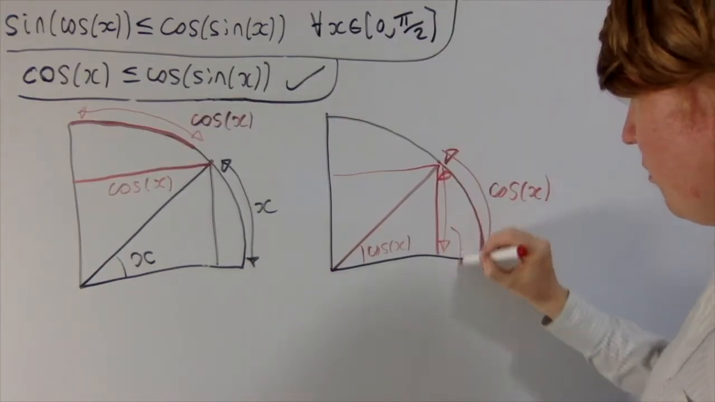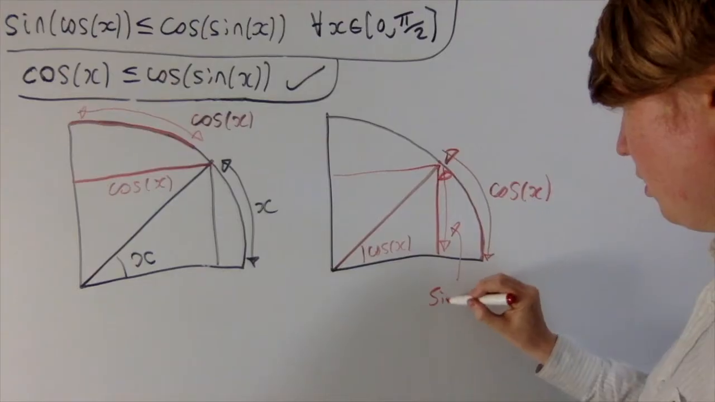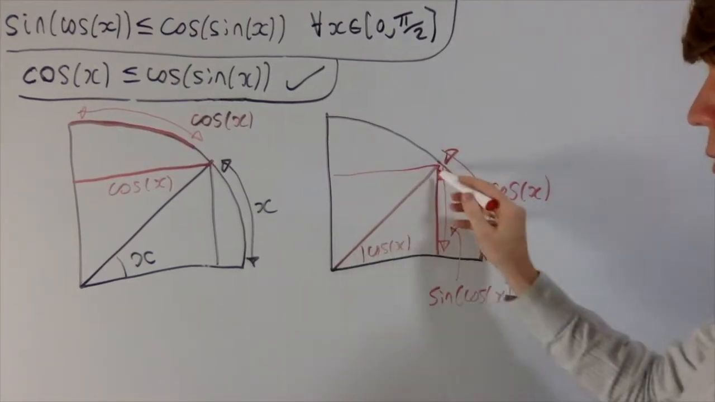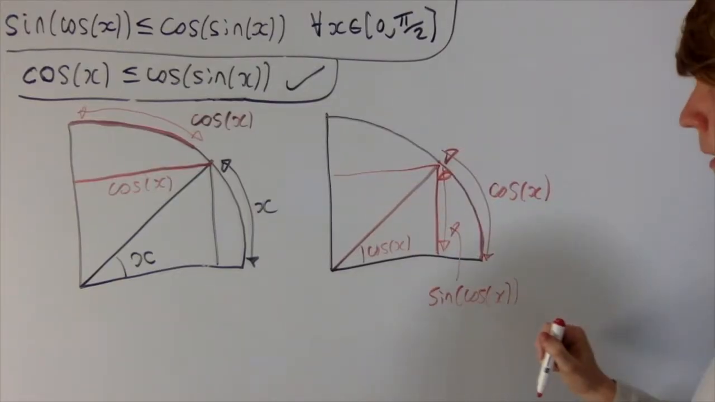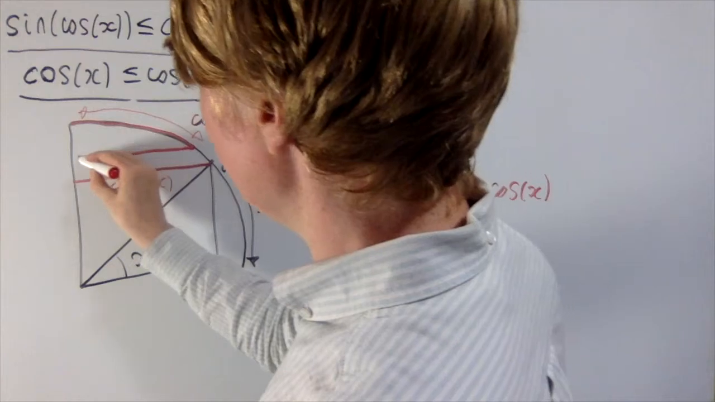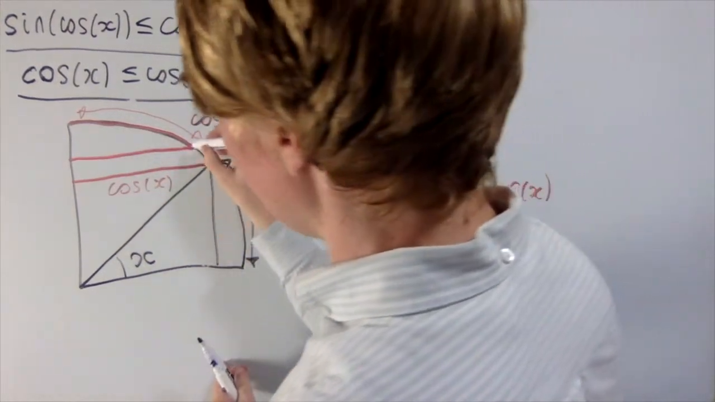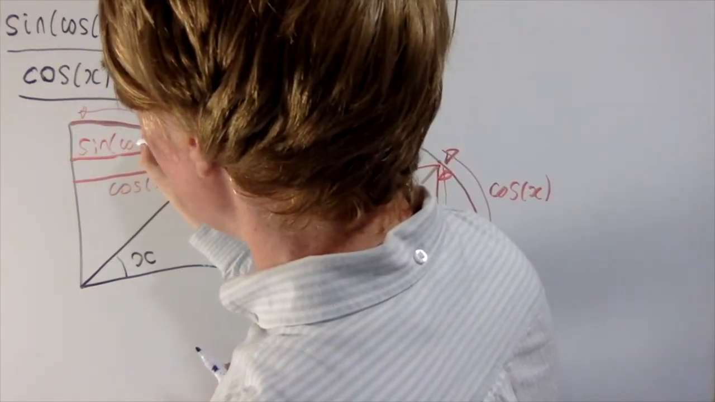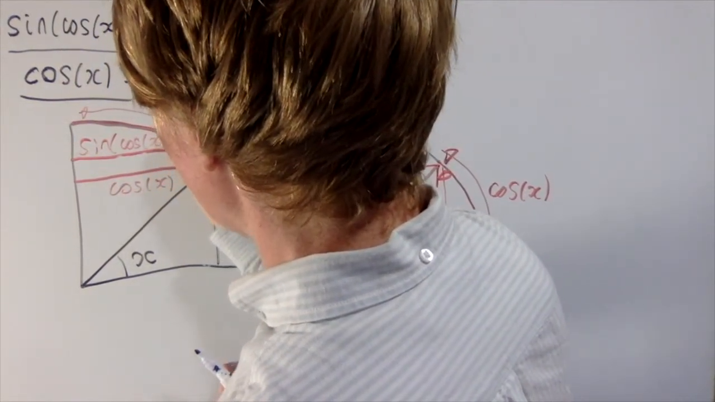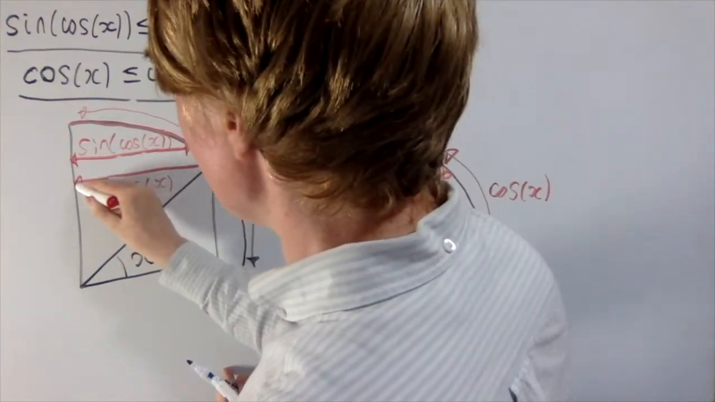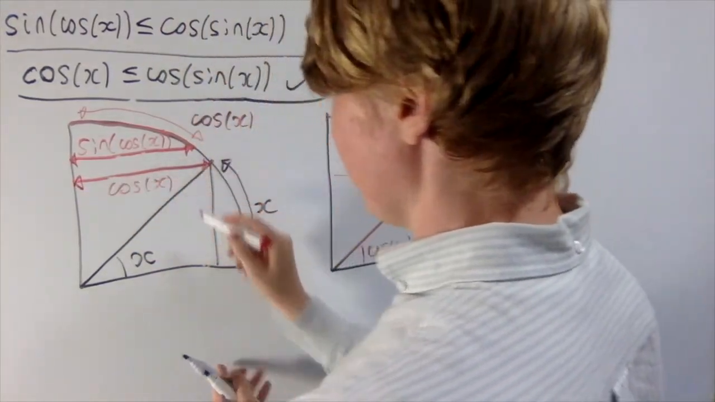So this is sine of cos of x on this picture, and cos of x would be this length here. And then just to make it really clear, going back to the original picture, you can see now that sine of cos of x has to be this length here. So sine of cos of x is this length from here to here. You can see clearly this is shorter than the distance for cos x.